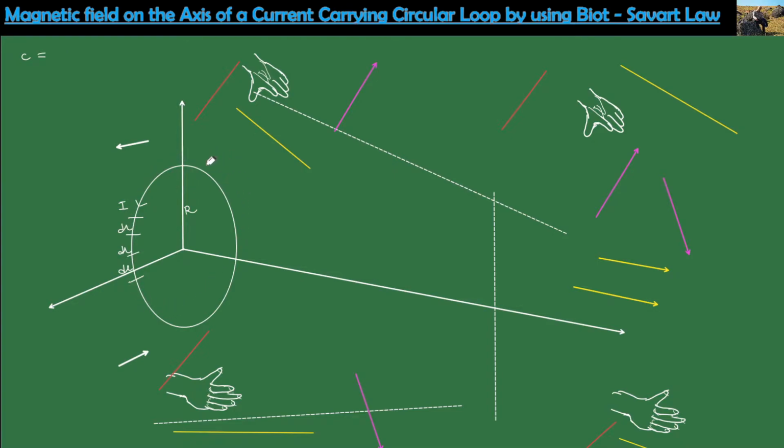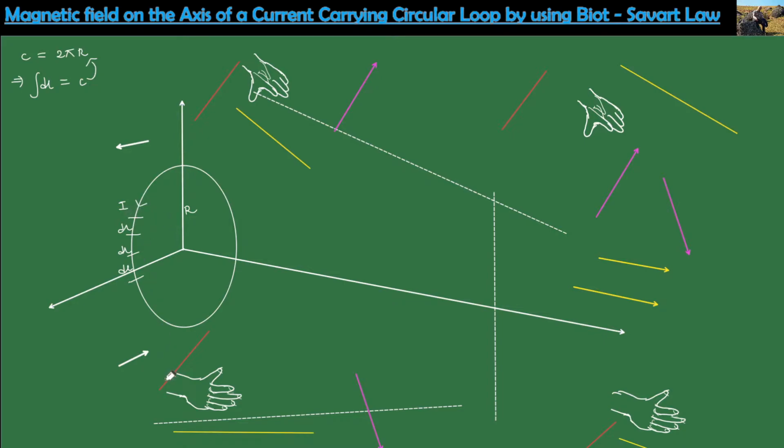if I want to find the field due to this coil, I have to take into account the circumference of the coil. If R is the radius of the coil, the circumference will be twice pi r. So if I integrate over the small elementary length dl, it will give the circumference of the coil, which is equal to twice pi r. That is the main reason.